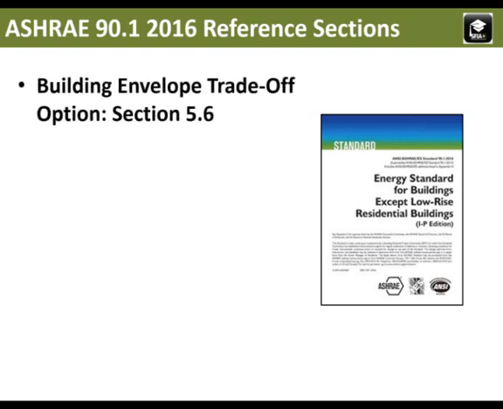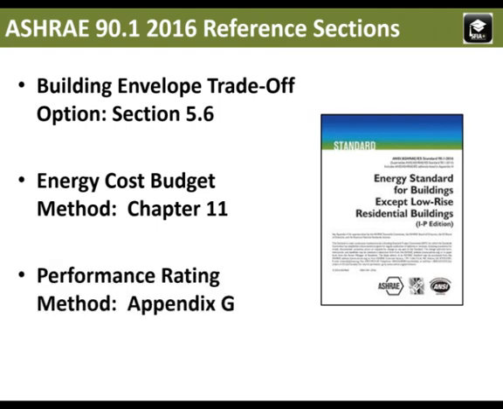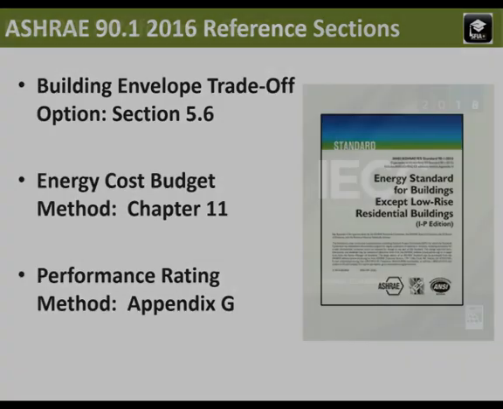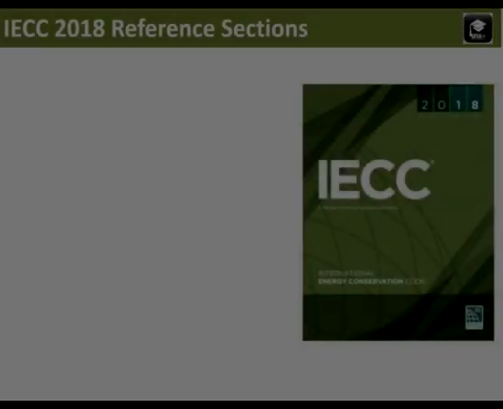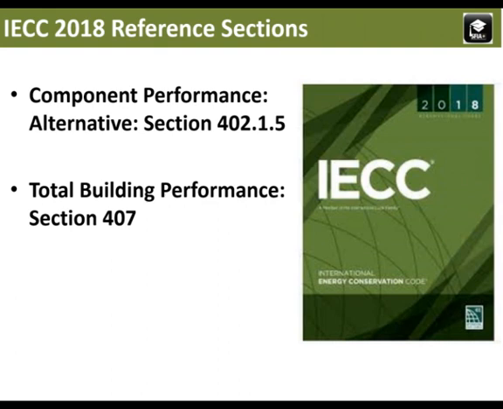The first one is the trade-off within the envelope, and the next two are two different whole building simulation options. The energy cost budget method has been in Chapter 11 of 90.1 for decades and is the most often used simulation approach. The performance rating approach is relegated to an appendix for now. It is a recent introduction and not very widely used or incorporated into all of the most popular software packages. These are the section references for the trade-off and performance options in the IECC.